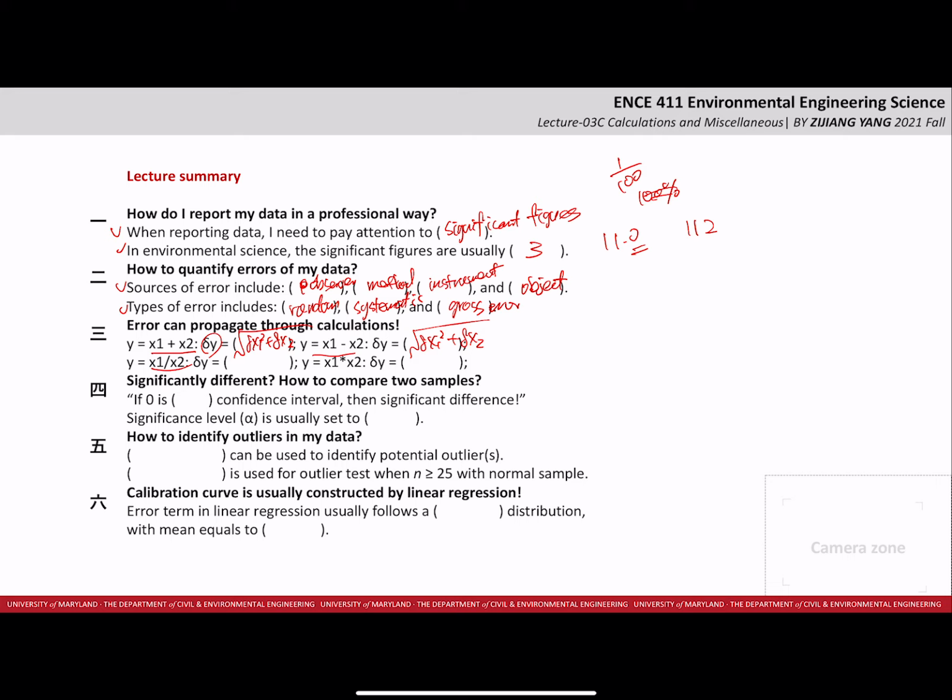And for multiplication, it is delta x1 plus delta x2, and we take the square and the square root. And this is the same. Oh, if it's too small, next time I will make it larger.